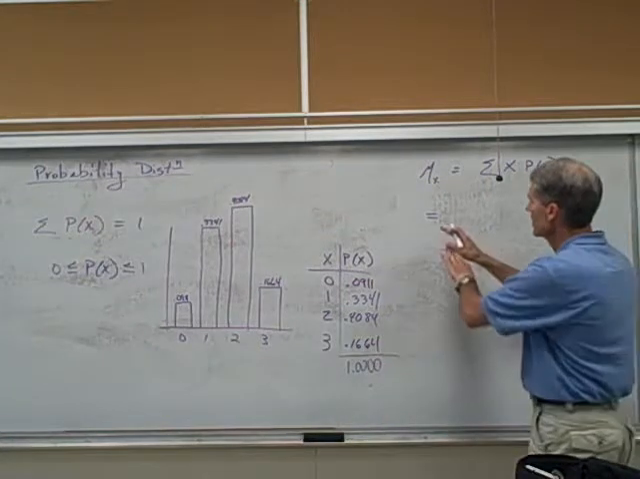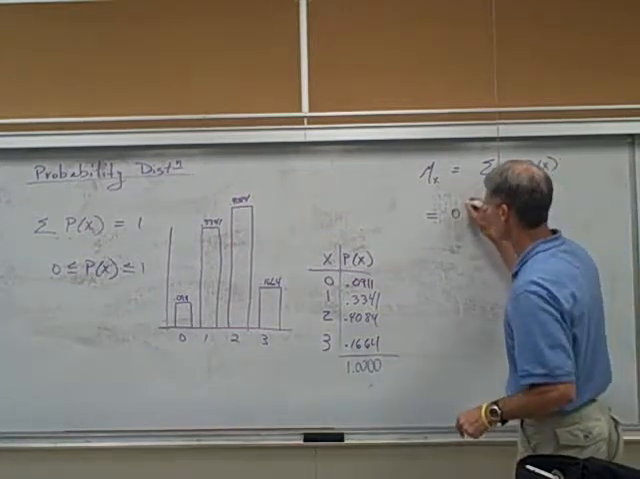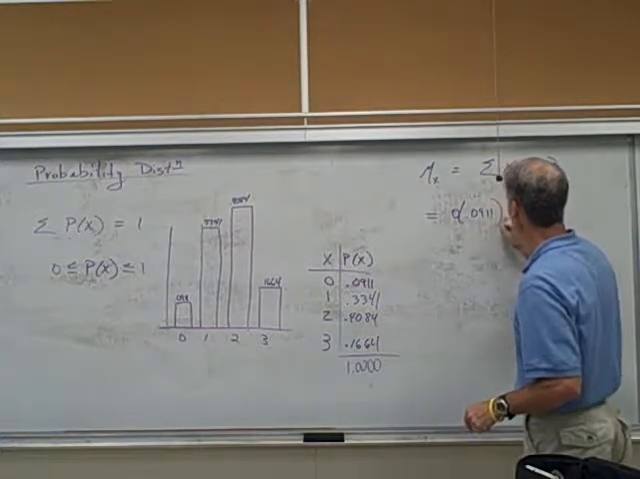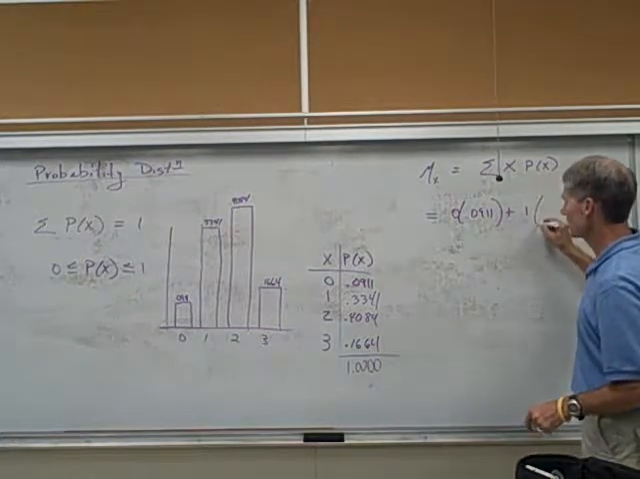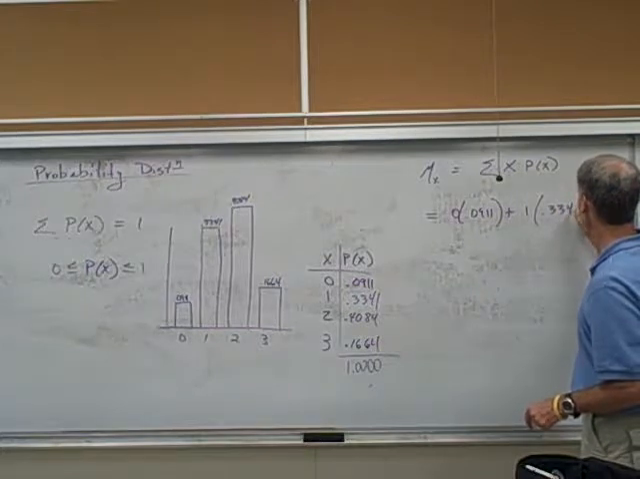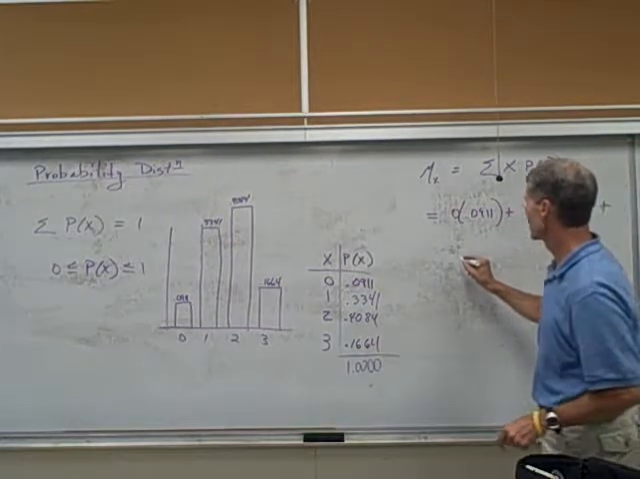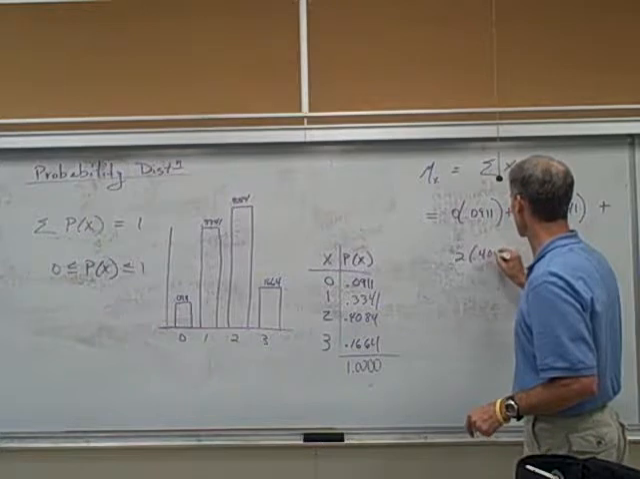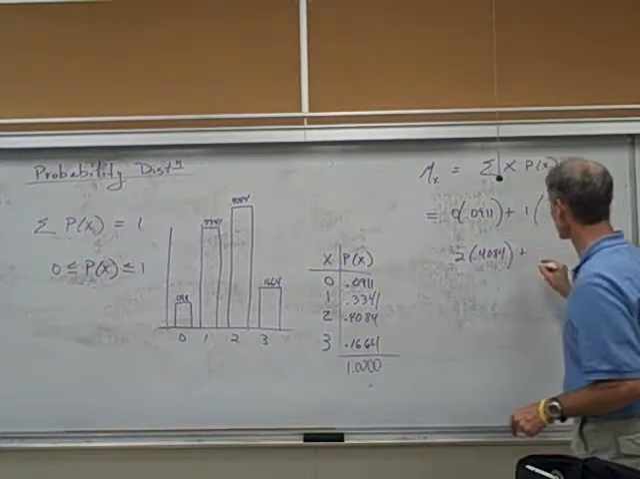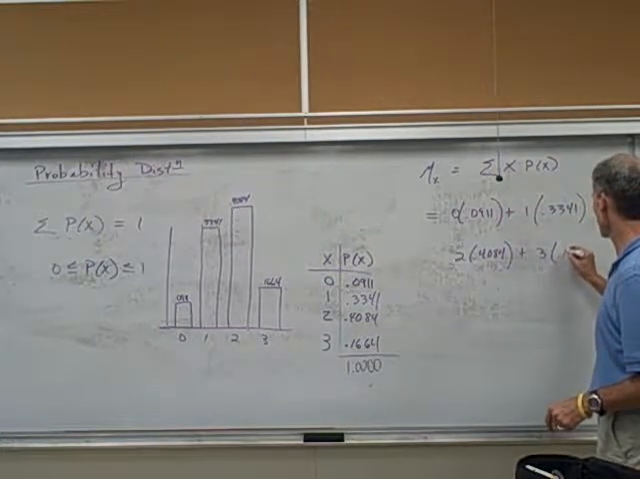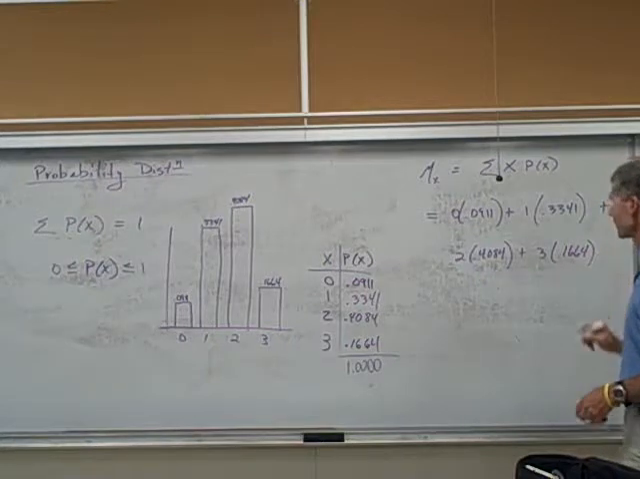So here's how we do it. Just stretch it all out. I got 0 times 0.0911 plus 1 times 0.3341 plus 2 times 0.4084 plus 3 times 0.1664.